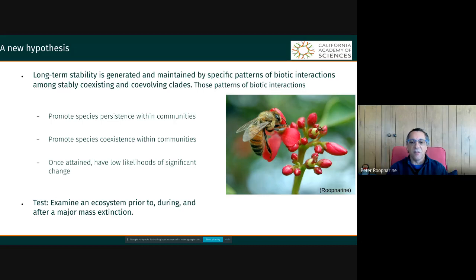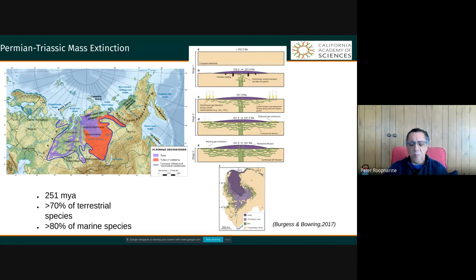And one of the ways to test this is to examine an ecosystem and its ecological properties before a mass extinction, during a mass extinction, and after the mass extinction, as it either recovers, reorganizes itself, or is replaced by something new. And so what we're going to do is visit the best example that we have of this today. We're going to go to the most dramatic mass extinction that we know of in the fossil record, the Permian-Triassic mass extinction. It occurred 251 million years ago, and we can quibble about decimal places, and we do that a lot today, but it's about 251 million years ago.